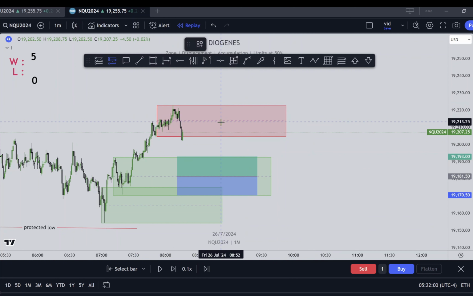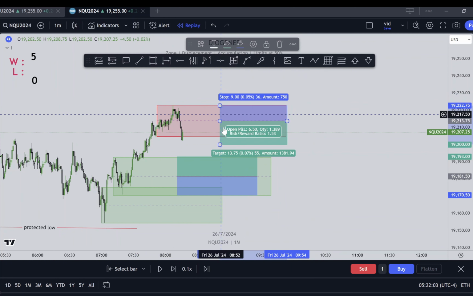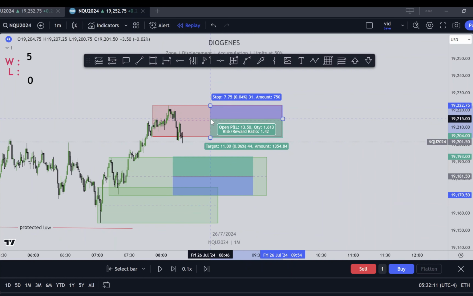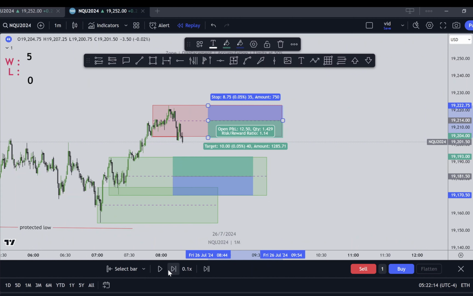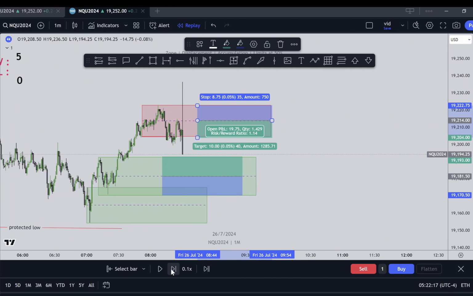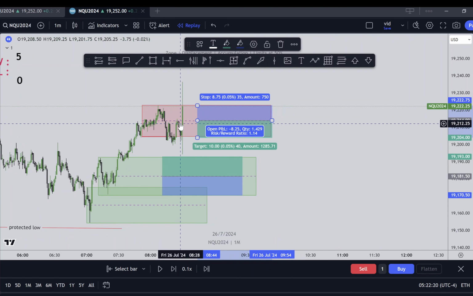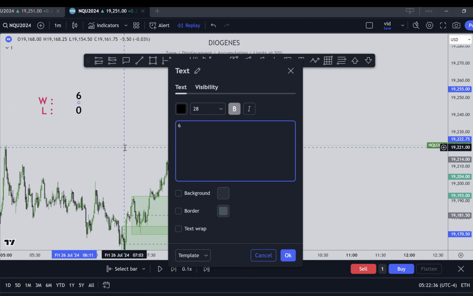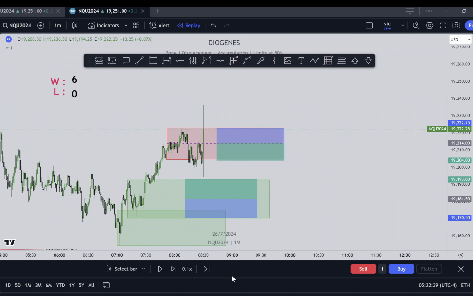Let's put our limits, shall we? See what happens. They didn't tag us. No problem. Okay, cool. We got our win. And that's why the one-to-one always saves you. Why? Because look at what they do just after giving you the one-to-one. Now I have 6 wins. Okay, let's keep tracking price.